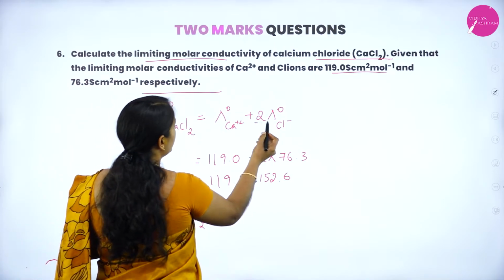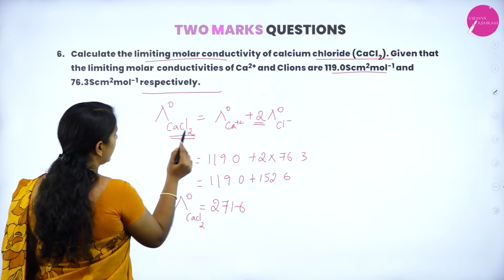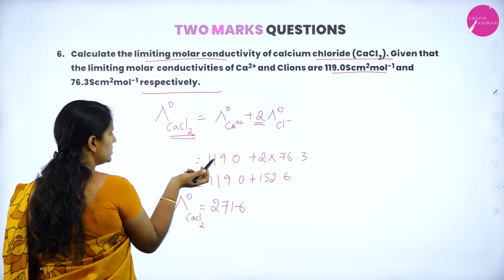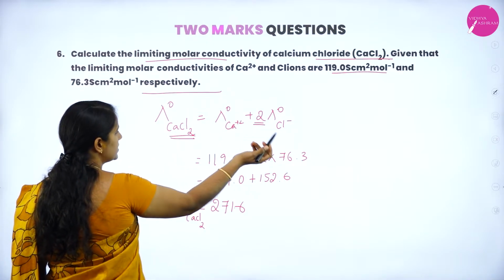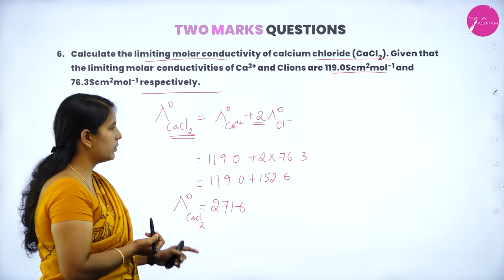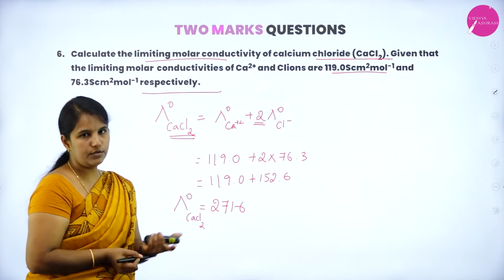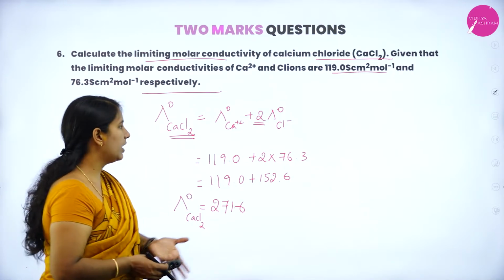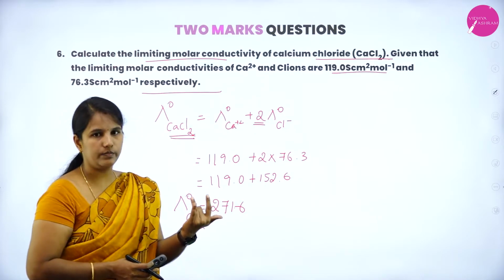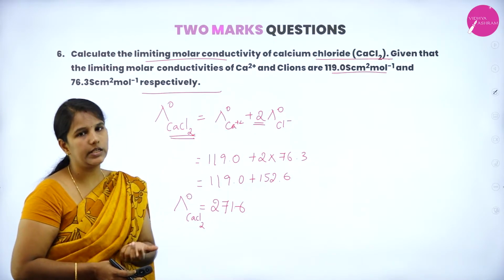Why have I taken 2 here? Because you must know that calcium chloride will be dissociated to give calcium 2 plus ions and 2 chloride ions. That is why I have written into 2. If it is sodium chloride, you can write sodium plus chloride. You need not multiply with any integers.